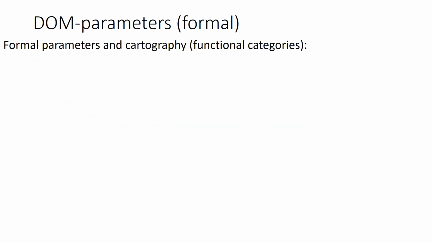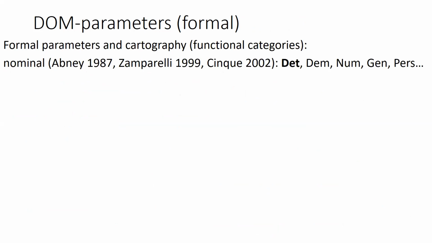Right, so if you look at the DOM parameters formally, in accordance with contemporary assumptions, functional categories are used to detail parametric variation, and they're also cartographically arranged. In the nominal domain, that's famously argued for by people like Abney, Zamparelli, Cinque, etc., we've got various functionals like Det, which is the one that I mentioned at the beginning, but there's also Dem and Number and Gender and Pers, etc.